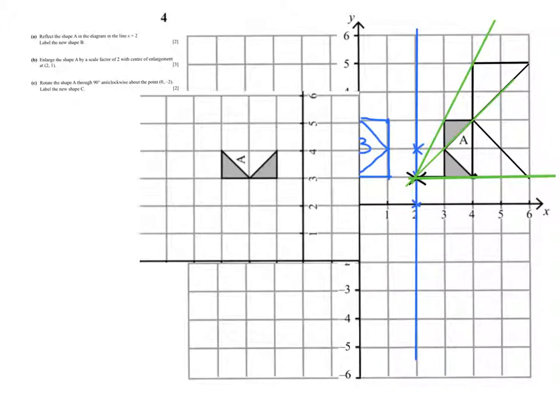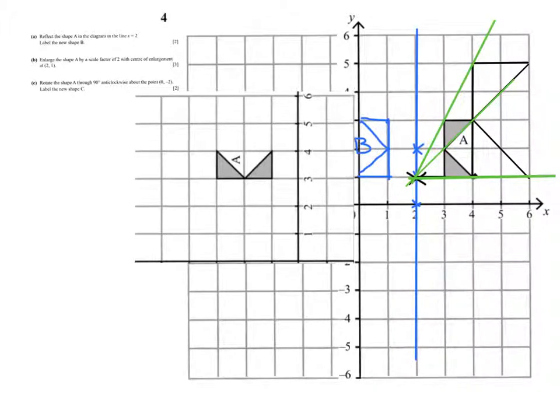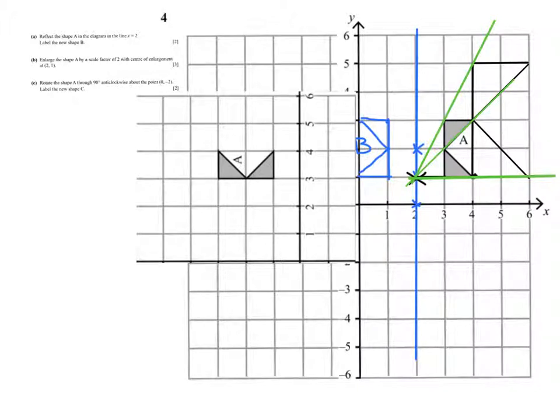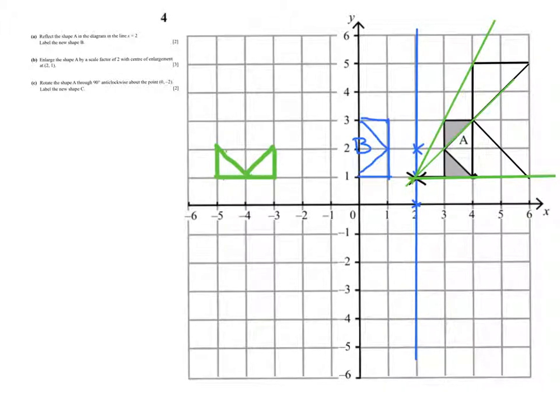Once we have that in place, you then take your pencil and stab through the points of the shape so that you have the new shape in place, and then remove the tracing paper and join the points up with a ruler, giving us the final shape and the rotation, and we're asked to label that C.